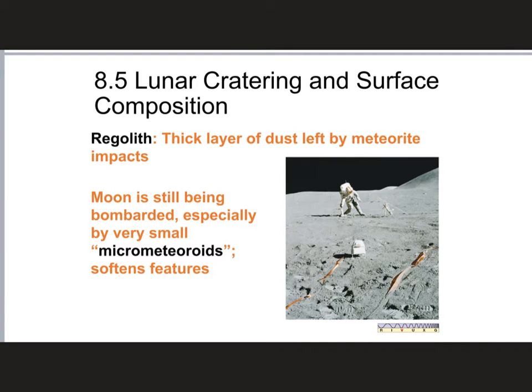Now, the surface of the moon, as I said, is covered in this dusty, sandy-like material called regolith, and this regolith is this layer of dust that's left by meteorite impacts. Even today, the moon is still being bombarded, especially by very small micrometeoroids. That was actually a concern for the astronauts, that they would be out on the surface of the moon and something might rain down on them and damage their spacesuit. But fortunately, that didn't happen.